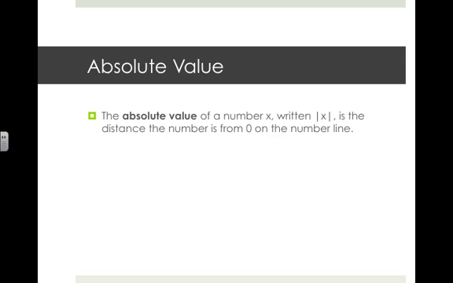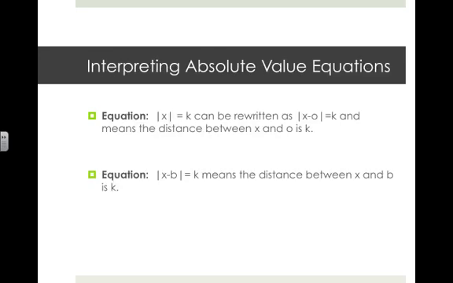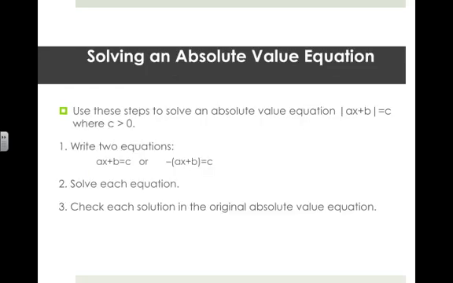Remember, the absolute value of a number x, written bar x bar, is the distance the number is from 0 on the number line. The equation absolute value of x equals k can be written as absolute value of x minus 0 equals k. It means the distance between x and 0 is k. The equation absolute value of x minus b equals k means the distance between x and b is k.